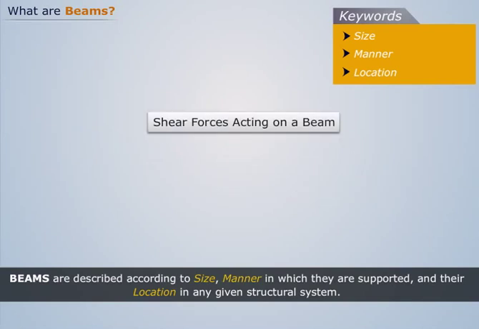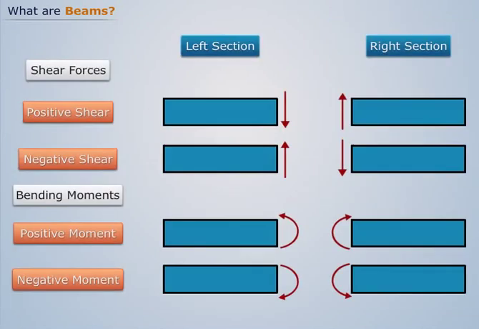The image shows a beam split into two. This is done to illustrate the loads and their respective nomenclature to help you understand the forces that act on a beam. The beam is split into two sections, left and right. First, we talk about shear forces.